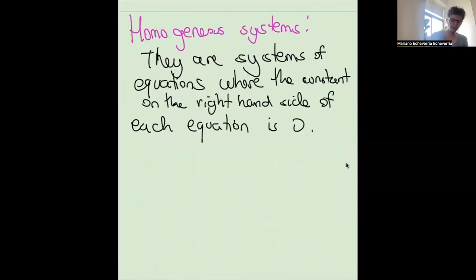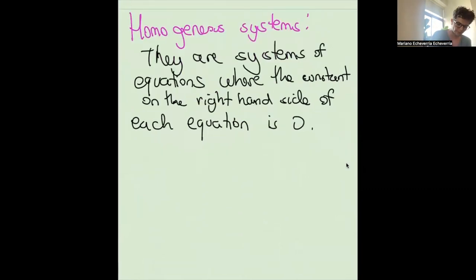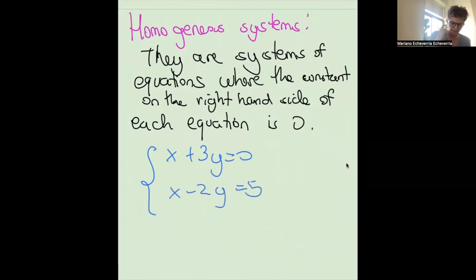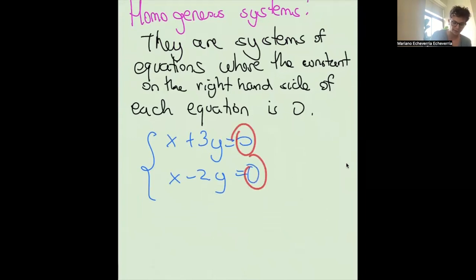So what do I mean by that? Let me give you some examples. Here's a homogeneous system: x plus 3y equals 0, x minus 2y equals 5. Oh, sorry, everything should be equal to 0. So this is a homogeneous system because you have 0 and 0 here.